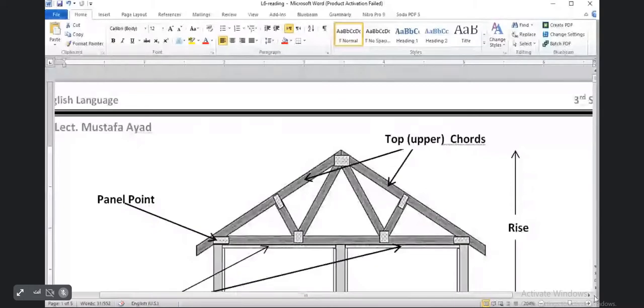A truss is a structure with straight pieces, which means a structure made of straight pieces. Forming what? Forming triangles. Do you see these triangles? This is a triangle. These are two triangles, and these are other two triangles. So the truss is a structure of straight pieces connected to each other, forming triangles to support the load. That's the simplest definition for a truss.